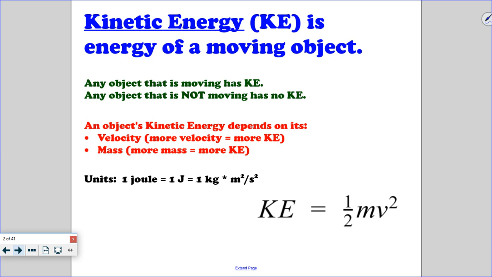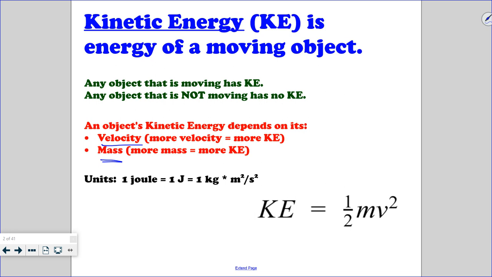All right, so quick reminder, kinetic energy is energy of a moving object. Anything that's moving has kinetic energy. If it's not moving, it has no kinetic energy. Remember, the kinetic energy depends on the velocity of the object. The faster it's moving, the more kinetic energy it has. And it depends on the mass. The more mass it has, the more kinetic energy it has, as long as it's moving, okay?